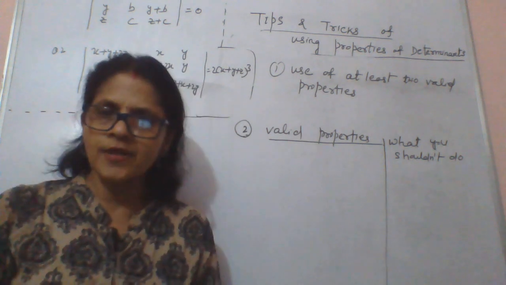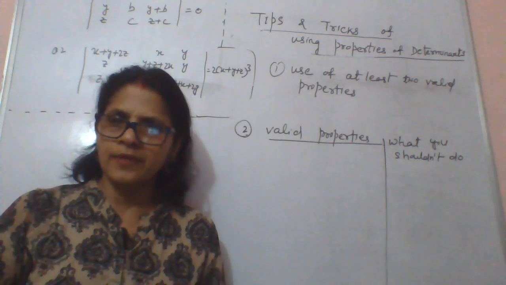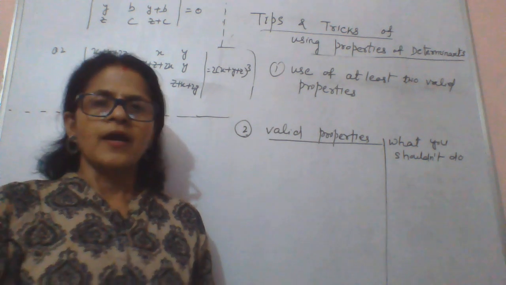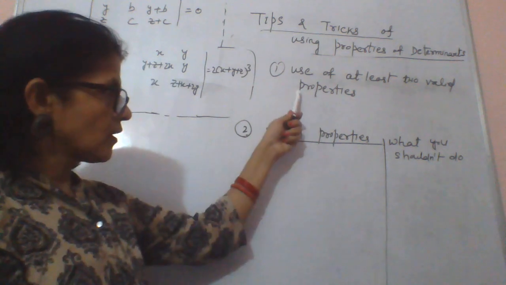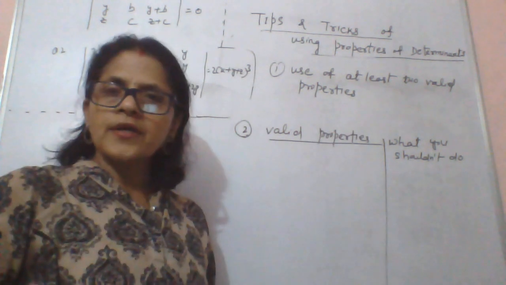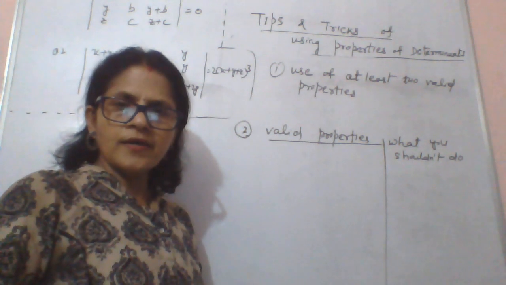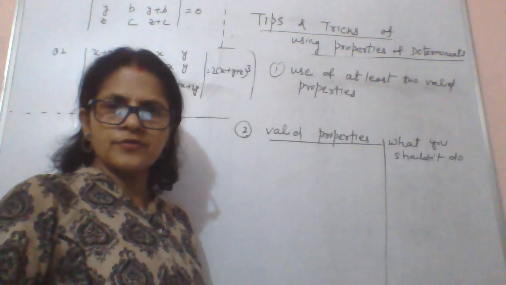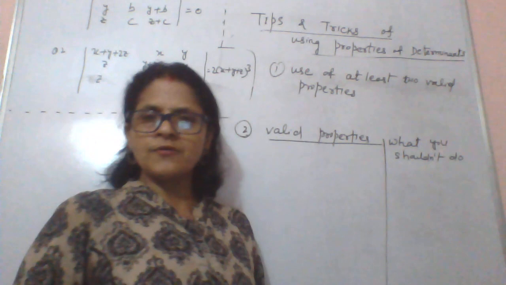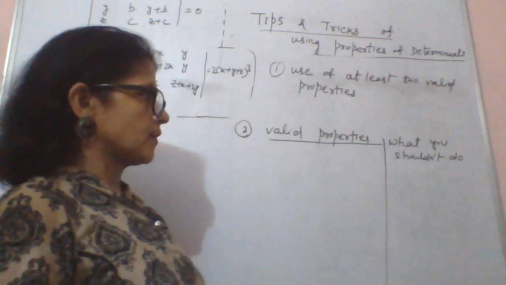Properties of determinants is one of the important questions, and most of the time one question carrying 4 marks or 6 marks you get from this portion. Okay, and the first trick is using at least two valid properties. That means in a question carrying 4 marks or 6 marks, at least two valid properties you must use to get 4 out of 4 or 6 out of 6 marks. That is from the examiner's point of view I am telling you. So at least two valid properties.